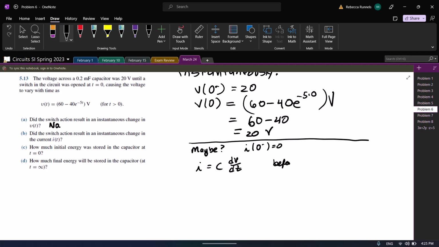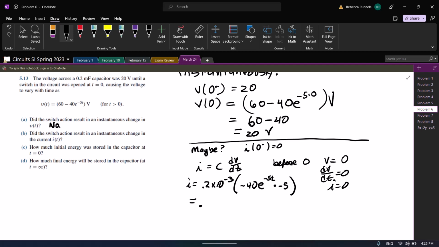So before 0, V equals 0, so dV dt is 0, so I is 0 before 0. Okay, so at 0, I equals 0.2 times 10 to the negative third times dV dt, so I need to take the derivative of this function here. The derivative of 60 is 0, so that's minus 40 e to the minus 5t times negative 5 from my chain rule.